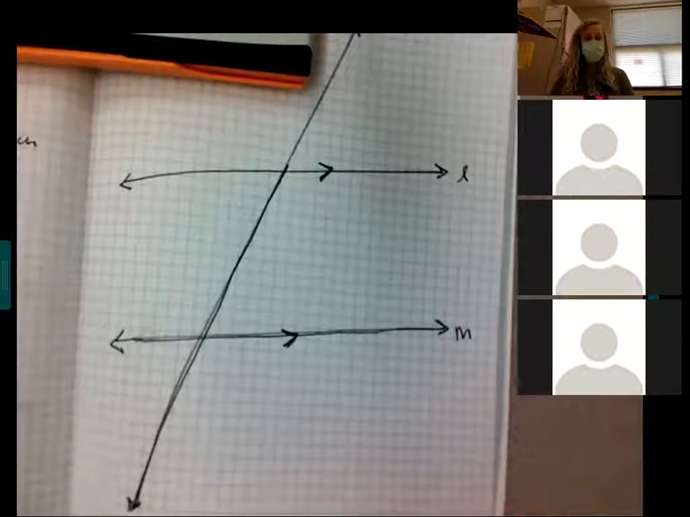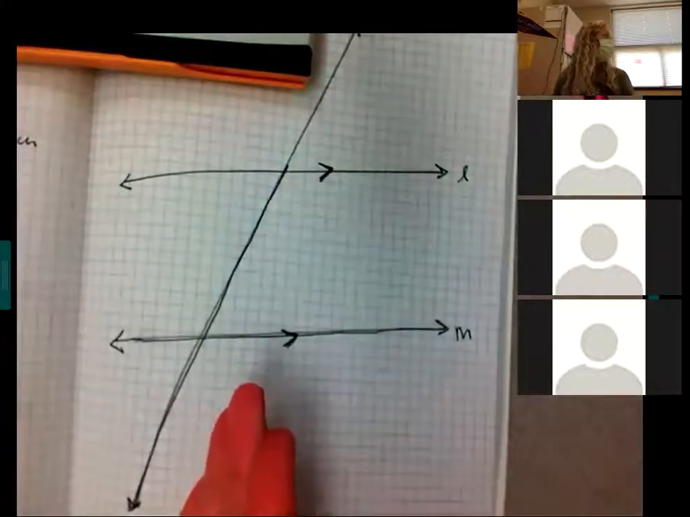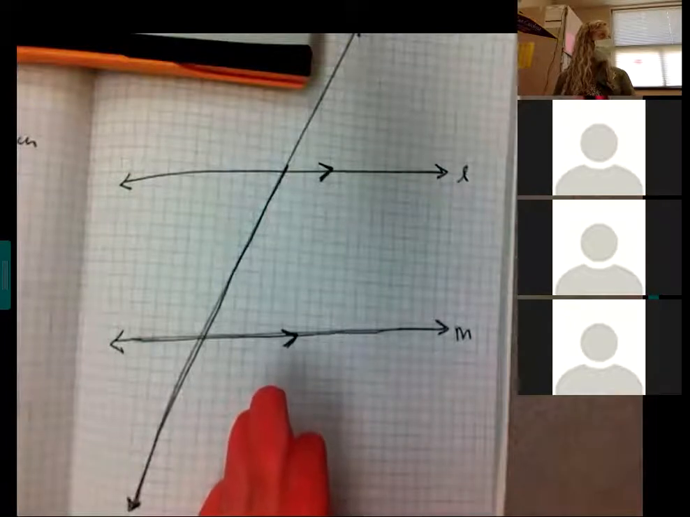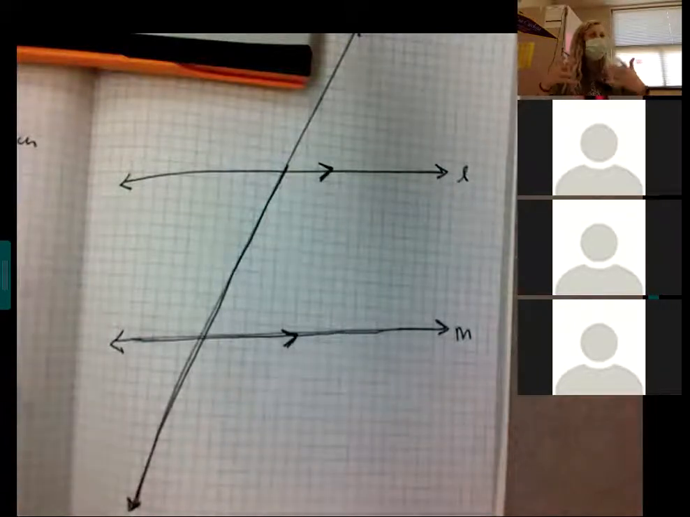So we've got our nice big picture. Lines L and M are parallel. The line cutting through them is called a what? Transversal? Transversal. Say the word so you know what it's called. Transversal. Everybody's good. All right.